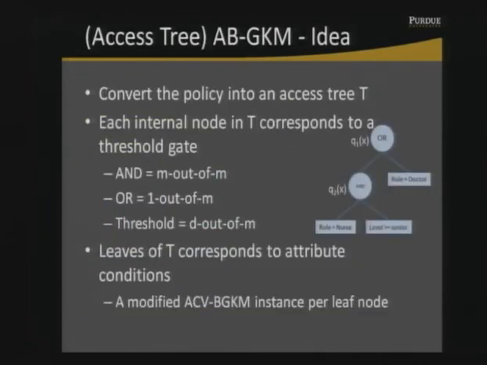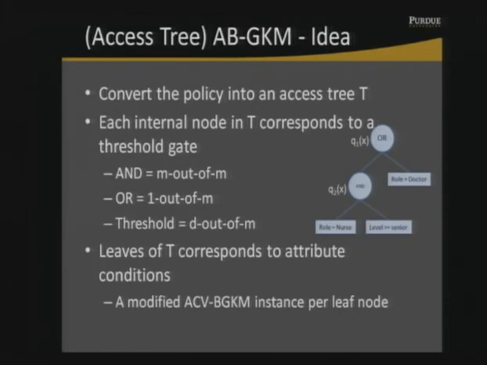So now the high-level idea of the whole scheme. What we do is we get this access control policy, which is specified using this attribute condition, and convert it into an access tree. For example, this is a simple access tree, which has 2 internal nodes and 3 leaf nodes. These internal nodes represent the threshold gates. You can represent any kind of policy using an access tree. It could be any combination of ANDs and ORs.